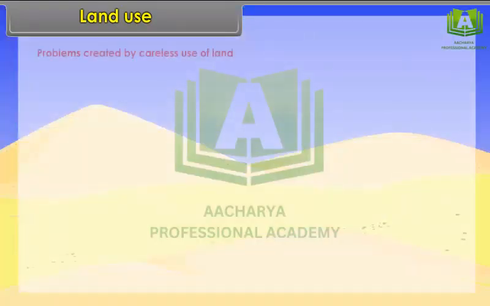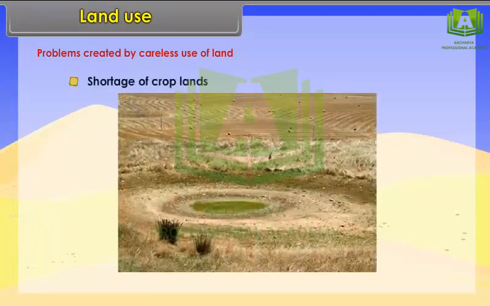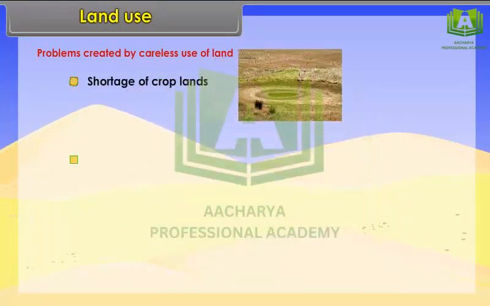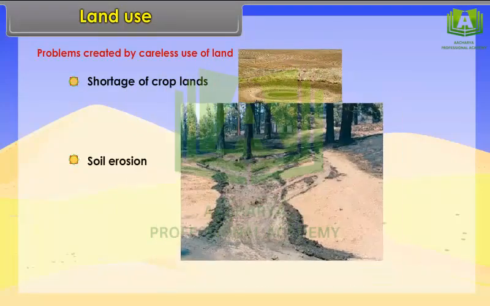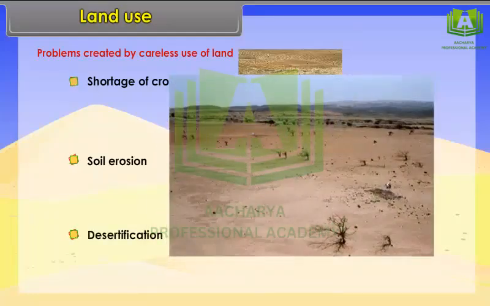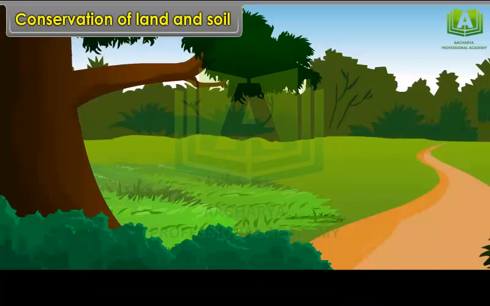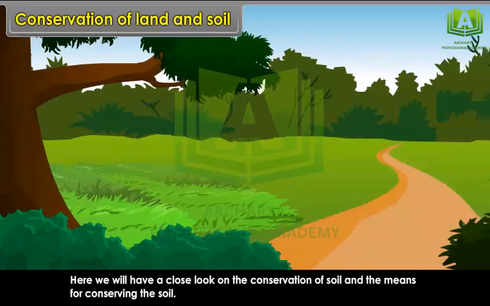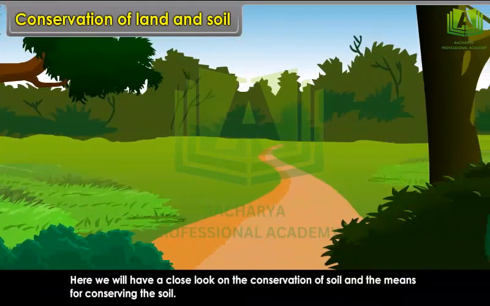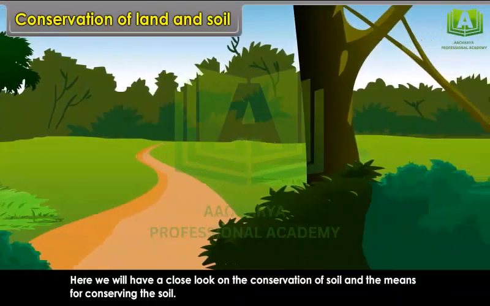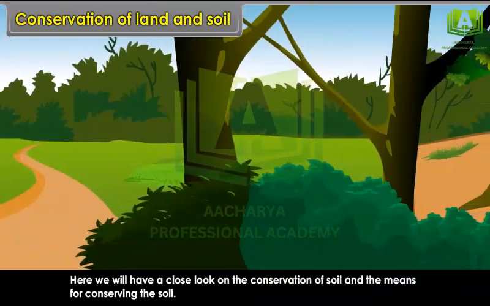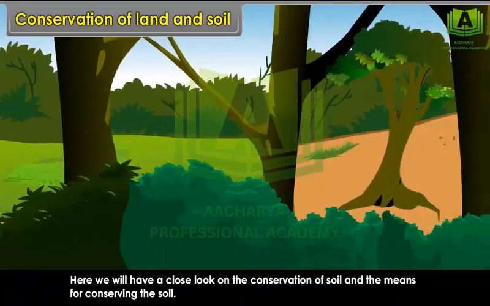Can you list certain serious problems that are created by careless use of land? Shortage of croplands, soil erosion, desertification. Conservation of land and soil: here we will have a close look at the conservation of soil and the means for conserving the soil.